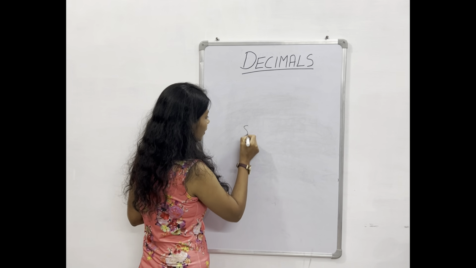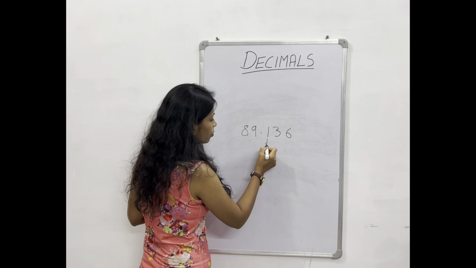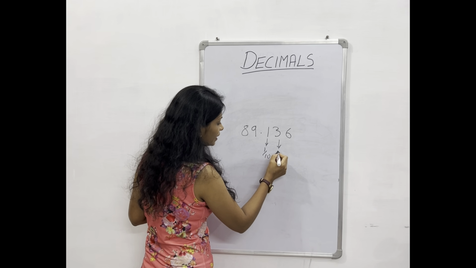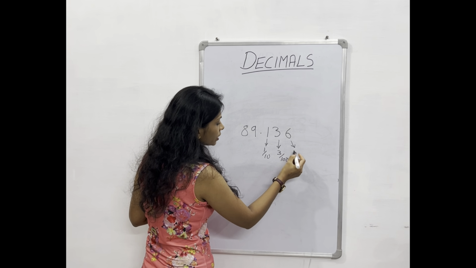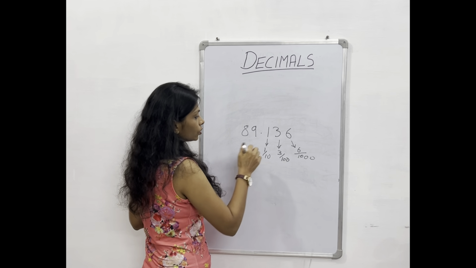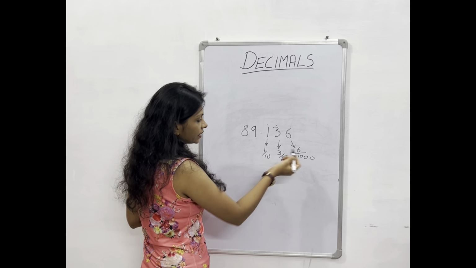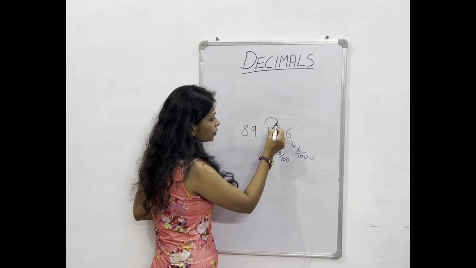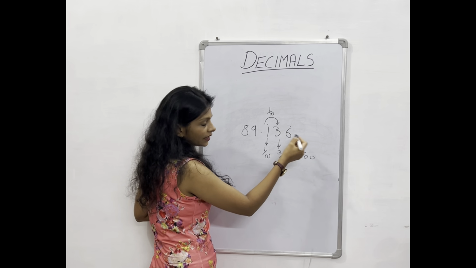Example number 2, I have the number 89.136. The place value of 1 here is 1/10. The place value of 3 is 1/100, and the value here is 3/100, and the place value of 6 is 1/1000, and the value of 6 is 6/1000. So the place values are tenths, hundredths, thousandths after the decimal. As I am moving from left to right in my decimal, the value is decreasing by 10 times in each place value.